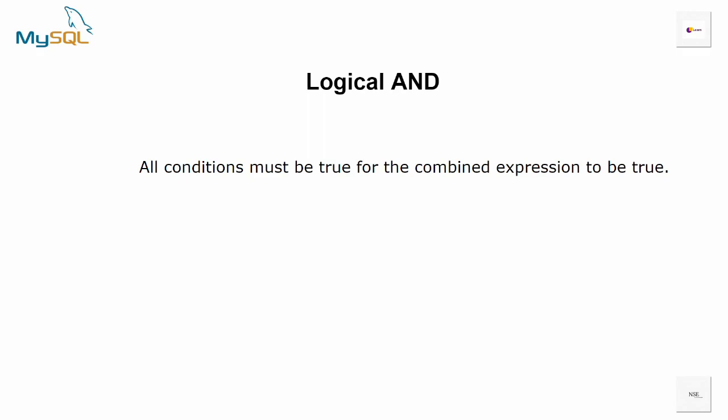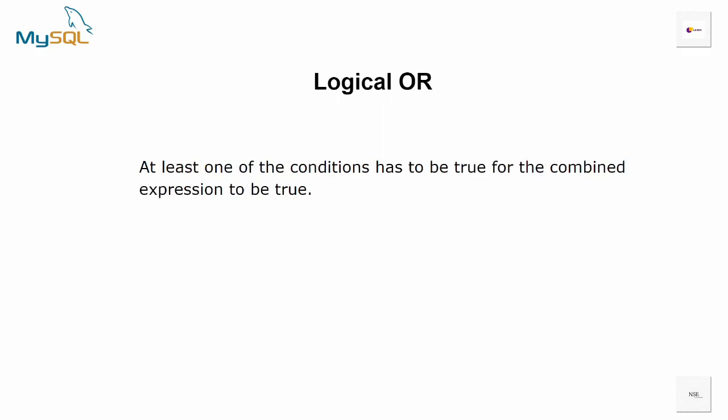Logical and combines multiple conditions in a way that requires all conditions to be true for the combined expression to be true. Logical or needs at least one of the conditions to be true for the combined expression to be true. Let's head back to the command line client and see examples.